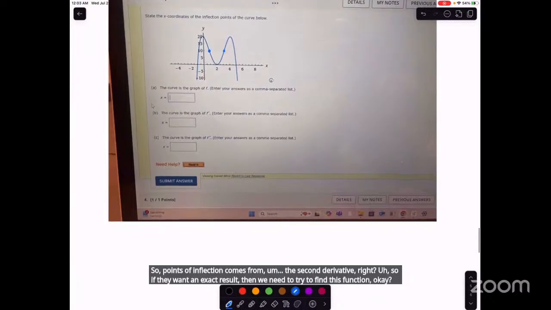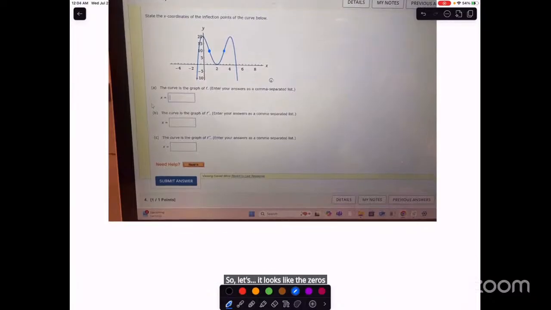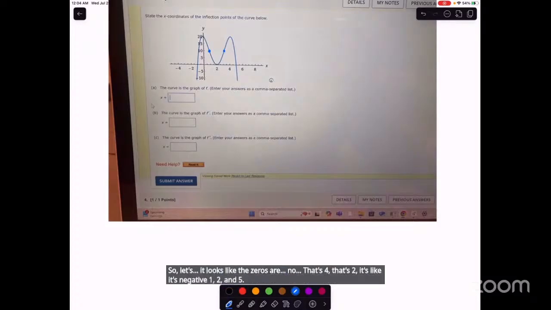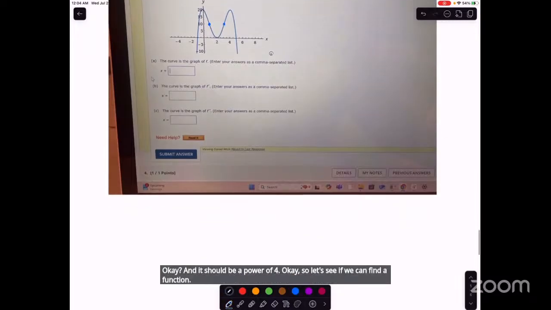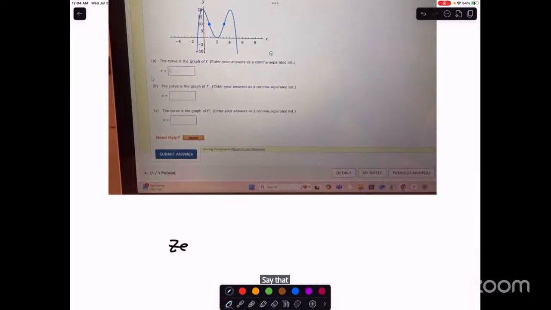Okay? So it looks like the zeros are, that's 4, that's 2. It's -1, 2, and 5, okay? And it should be a power 4, okay? So let's see if we can find a function. Say that our zeros are -1, 2, and 5. And the 2 has a multiplicity of 2, right?